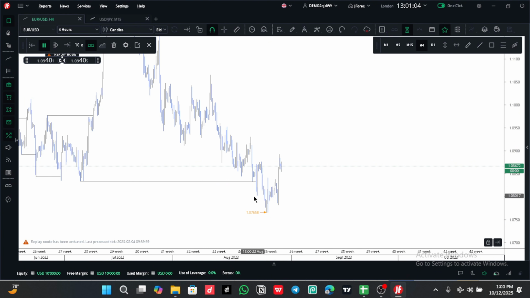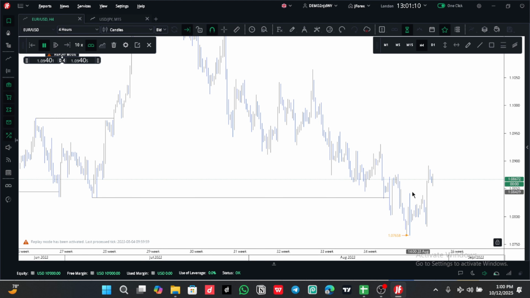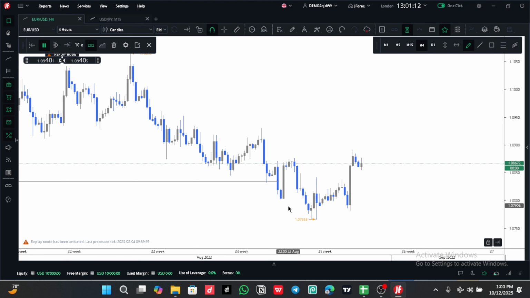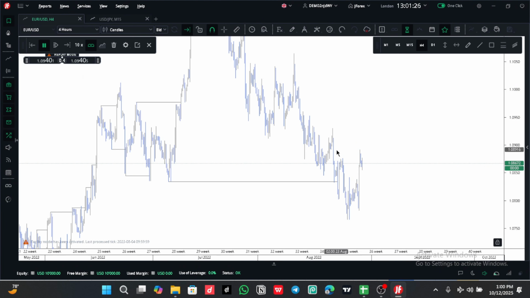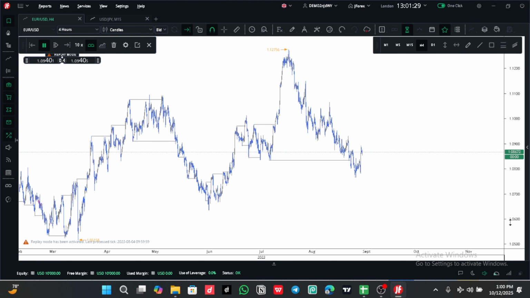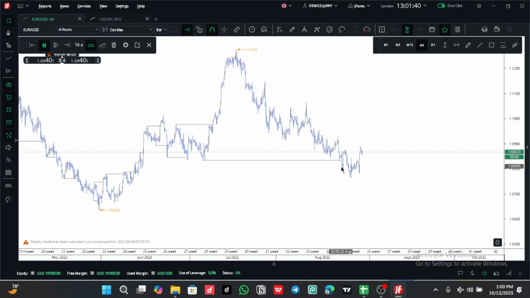So now this is another thing to ask yourself: should I call this a swing break of structure now, or is it just an internal structure? That's another question whereby most traders will find themselves confused, whether they should call that a swing break of structure, since we have this huge range to work with compared to this small range that happened right now.